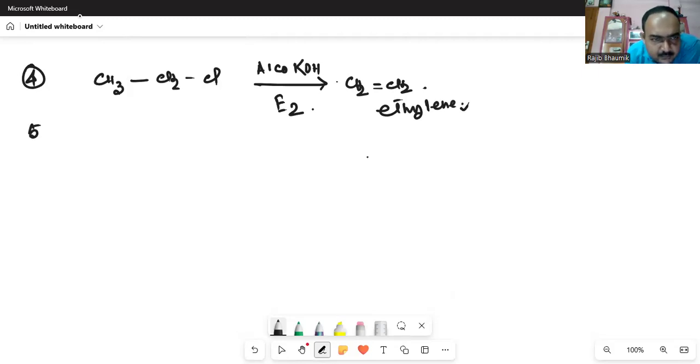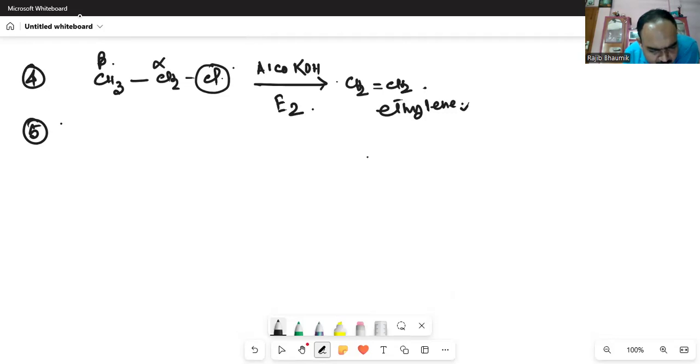Beta elimination is very simple. Think of it as the functional group. This is the alpha carbon. This is the beta carbon. So there is a beta elimination. You should be careful about Hofmann and Saytzeff. We have discussed it in our classes. Hofmann and Saytzeff are different, so you should be careful while having a high number of beta carbons. It is very important.